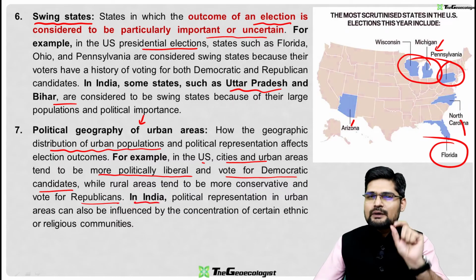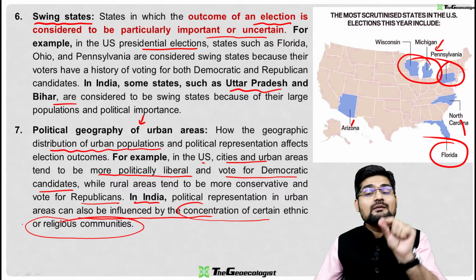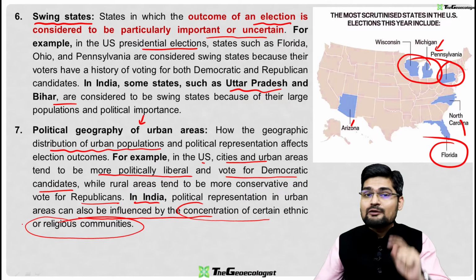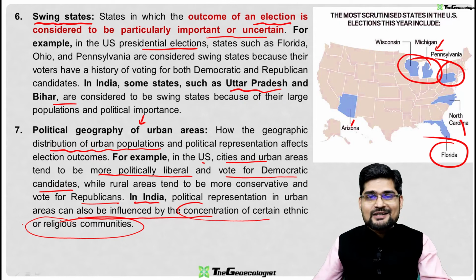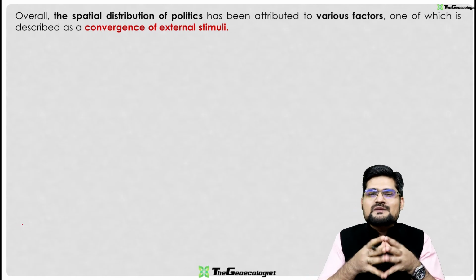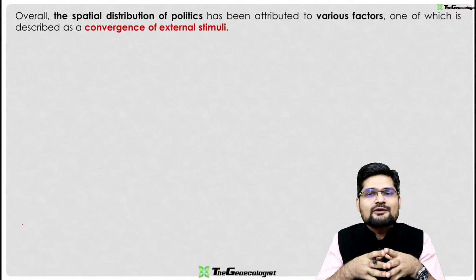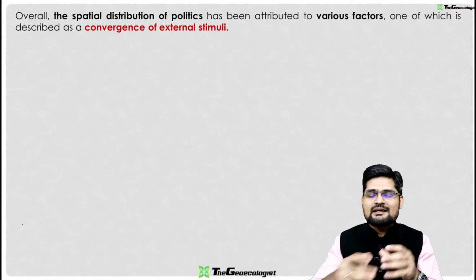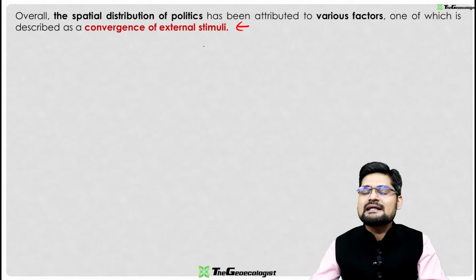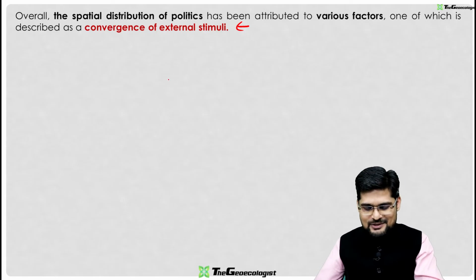Similarly, in India, political representation in urban areas can also be influenced by the concentration of certain ethnic or religious communities which dominate a particular constituency in a city. And also the developmental forces could matter a lot while choosing your candidate. So these are certain very important things which we observe here. So overall, if you observe this spatial distribution and this spatial politics, which we study through electoral geography, numerous factors are there, and also the convergence of these external stimuli, which we say different factors, is very important to understand it. So which are these factors?